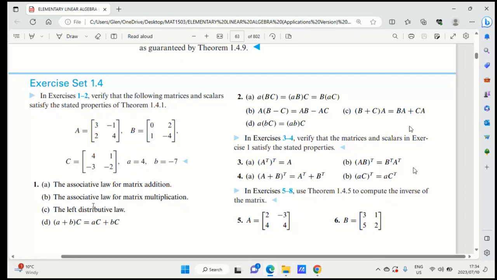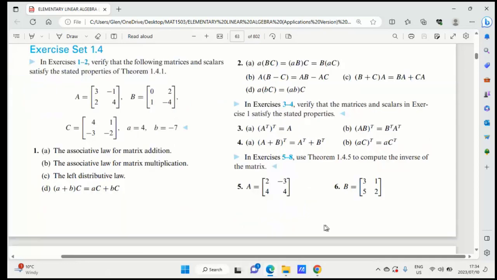Now let's look at number 5. In exercises 5 to 8, use theorem 1.4.5 to compute the inverse of the matrix. You still remember this theorem? Yes, we still remember. Okay, let's then work out number 5.